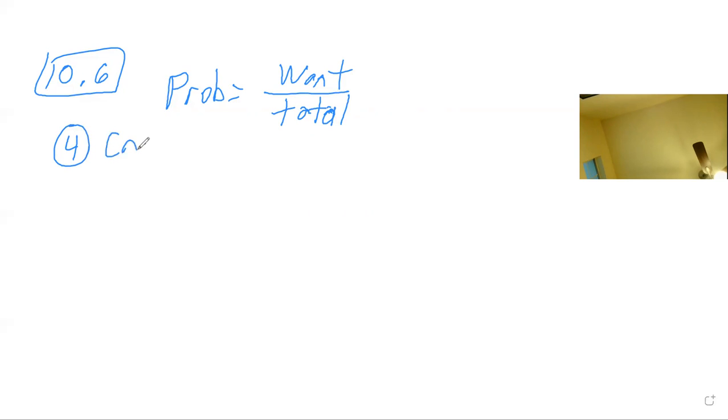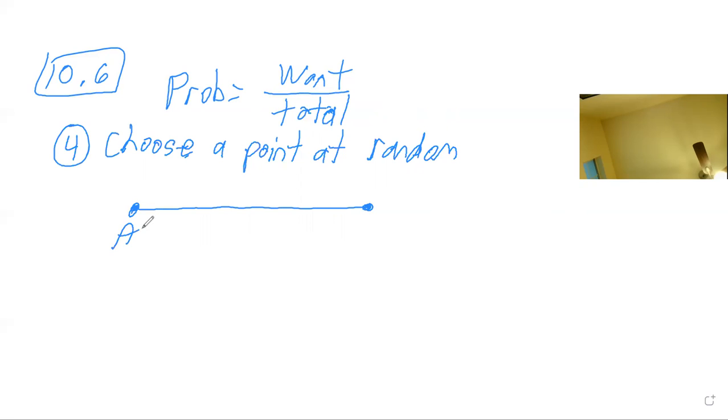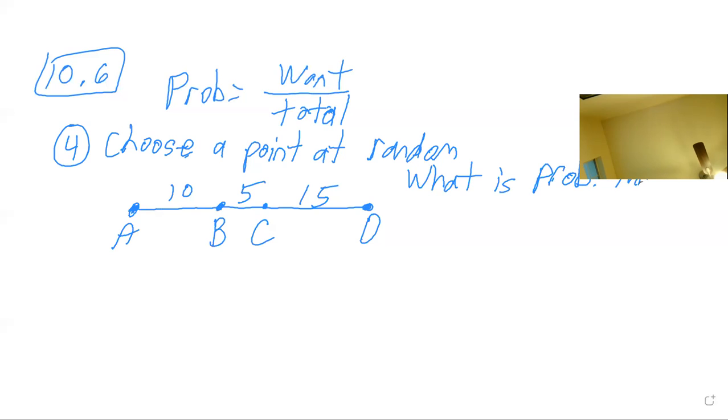We want to choose a point at random, and it's on this number line. A, B, is 10. And remember, if I say 10 there, it just is going from this point to this point. 5 and 15. So choose a point at random on this number line. What is the probability that it will be on, and I could pick A, B, B, C, C, D. Technically, I could pick, what's the probability that it's going to be on A, D?